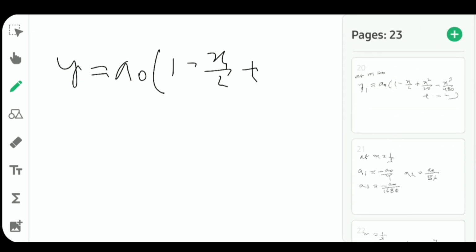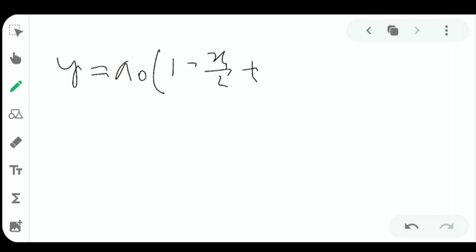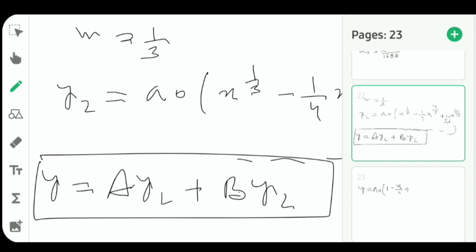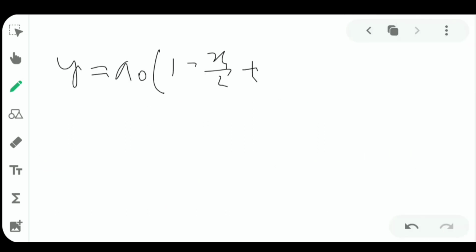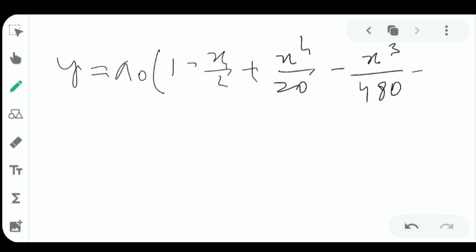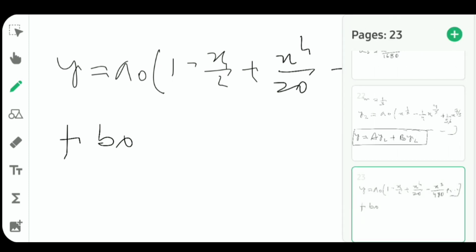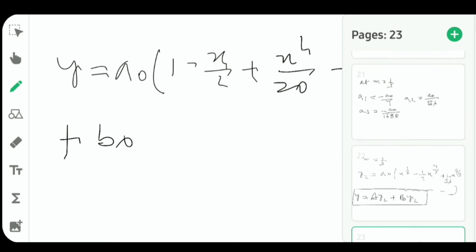So y will be equal to a naught times 1 minus x by 2 plus x square by 20 minus x cube divided by 480 plus, and it goes on. I just put in the values of y1 that I already found, just putting this value in this equation, a y1 plus b y2, nothing else. And then I'm taking another constant, C.